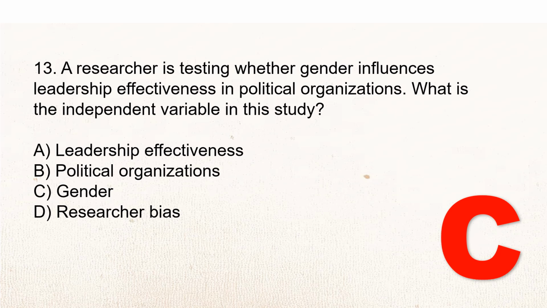And for political organizations, it is the context, but it's not the manipulated factor. And for letter D, researcher bias is an extraneous factor, but it's not a variable being tested. So letter C is the best answer.